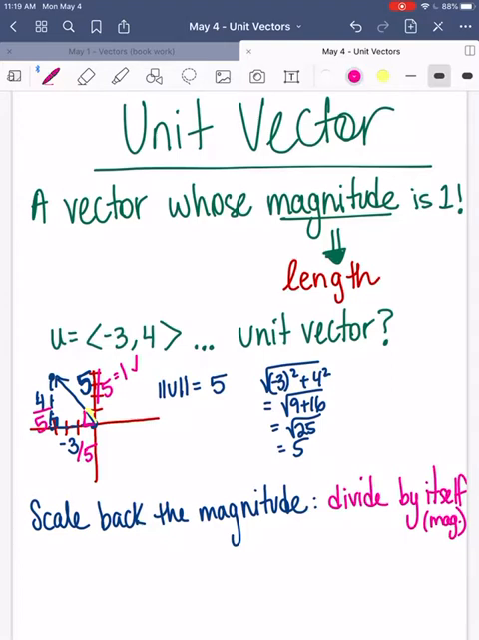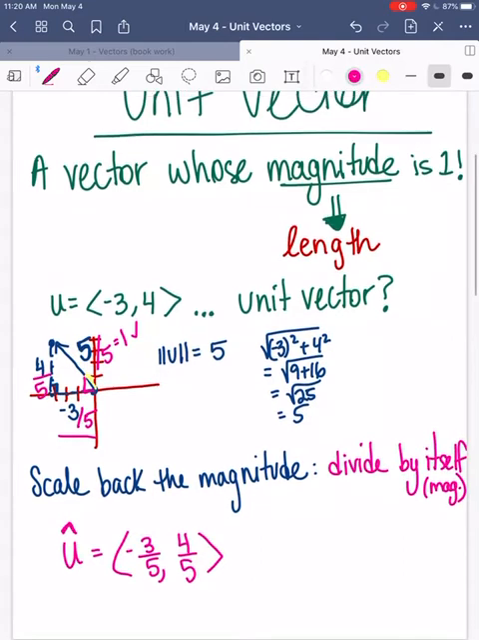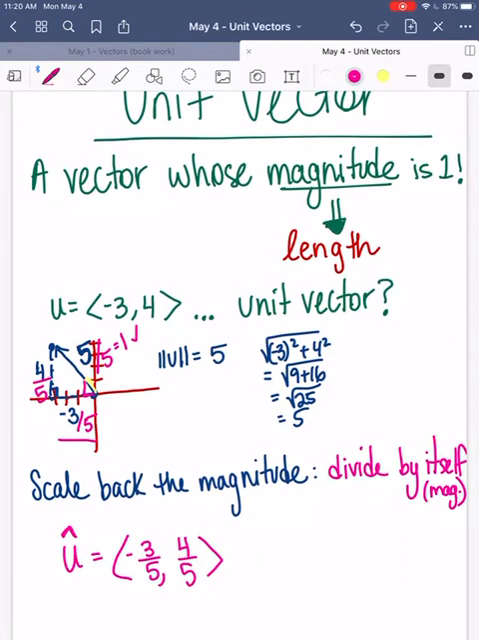And so here's how we write this. We call this with a little hat, that's the unit vector. So the unit vector of this vector u is now -3/5, and then up 4/5. Now that has a magnitude of 1. I'll go into a little more detail in just a moment when we do some practice examples. So just FYI, if it's not a unit vector, then we need to scale it back, which basically just means divide by the magnitude, and you have to do that to each side.